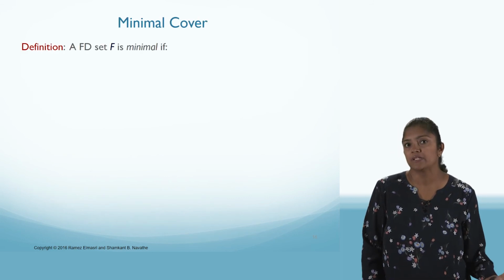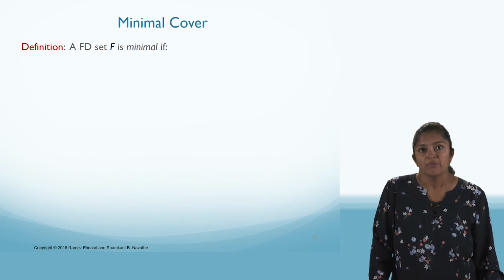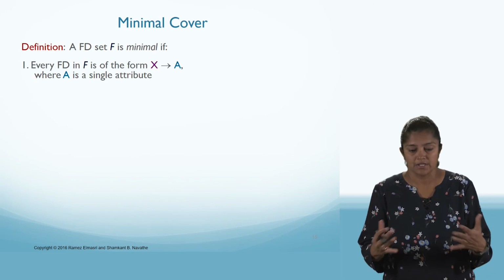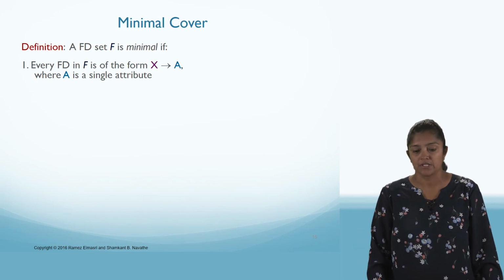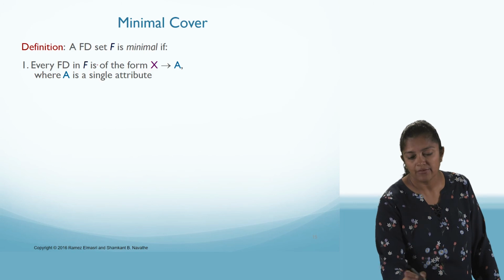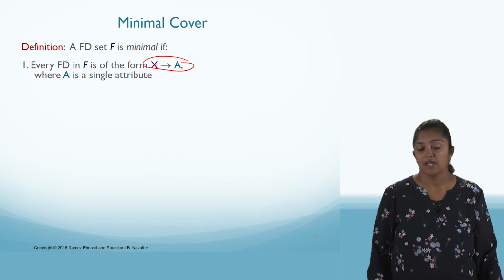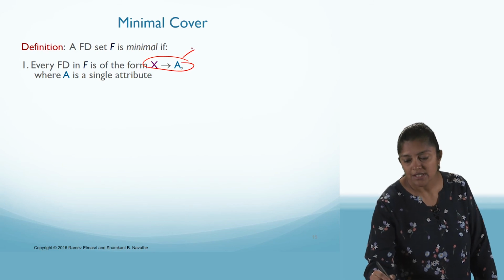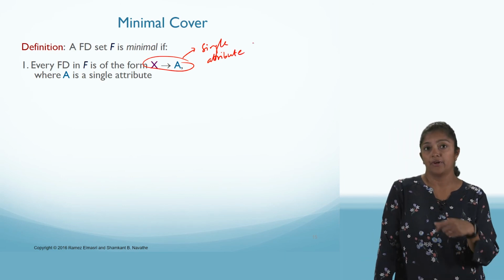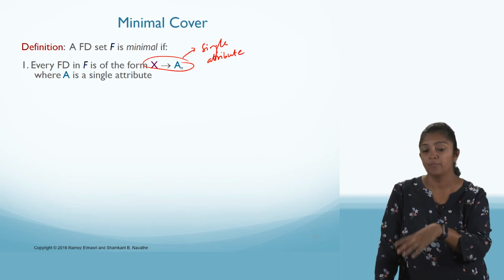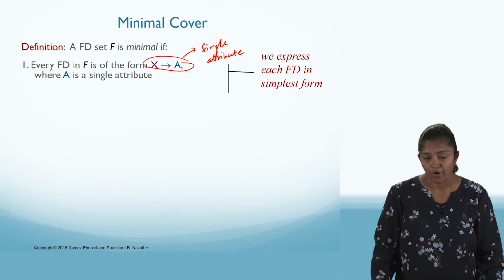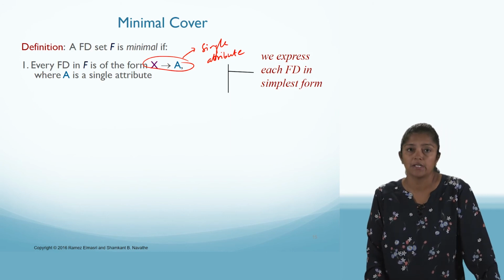This minimal representative set is what's called the minimal cover. An FD set F is considered minimal if the FDs in it satisfy all of these rules. The first rule: if every functional dependency in F is of the form X determines A, where A, the right hand side, is a single attribute, then that's minimal. So we are expressing each FD in its simplest possible form, with a single attribute on the right hand side.